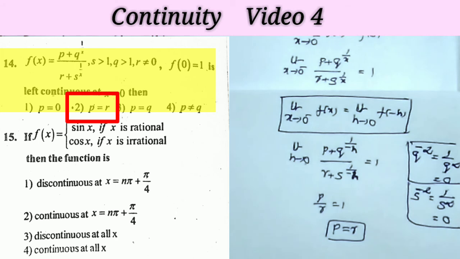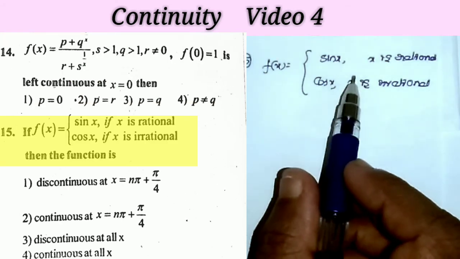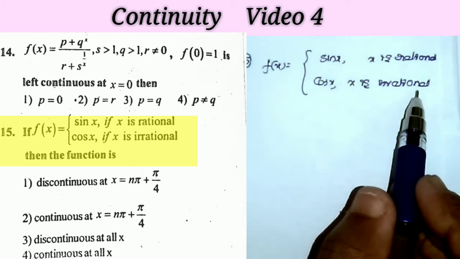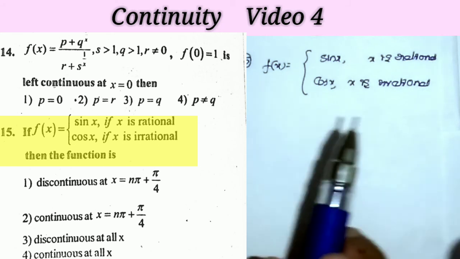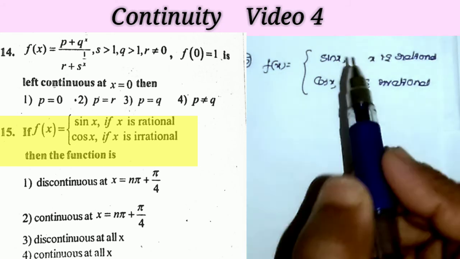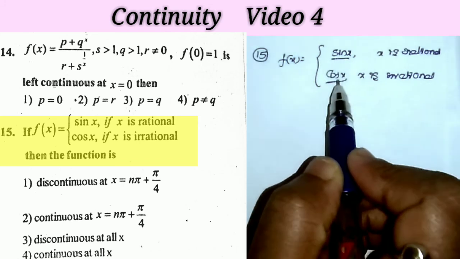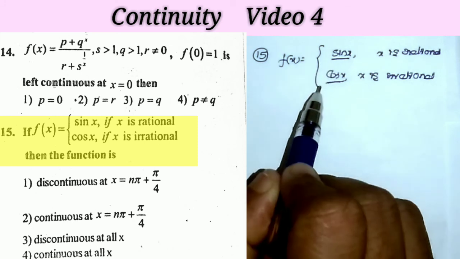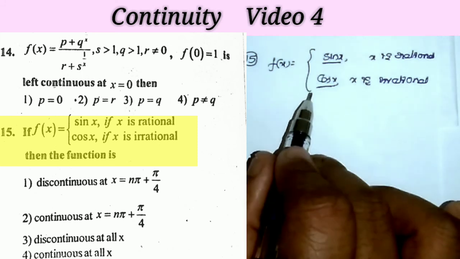That's all. Next problem, sum number 15. If f of x is equal to sin x, if x is a rational number, and is equal to cos x, if x is an irrational number, then the function is. So the options are, is it a continuous function or a discontinuous function? We have to check that. Continuous function means the two function values are equal, then the function is continuous. We have to find the values of x at which the two functions are equal.